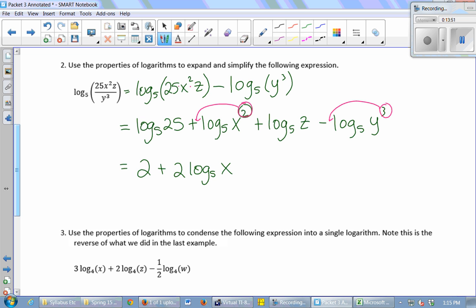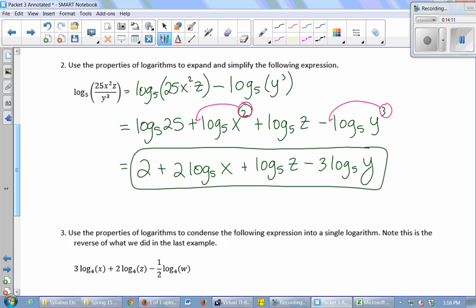Log base 5 of z, there's nothing I can do to that. There's no products, there's no quotients, there's no exponents. So this just stays the same, log base 5 of z. And then the last one, I can take the exponent and bring it down, and I have minus 3 log base 5 of y. So you can see why the direction said expand, right? This little expression here, with a single logarithm, got expanded to have now 4 terms. That's it. That's the answer.